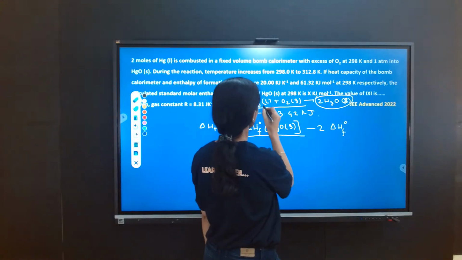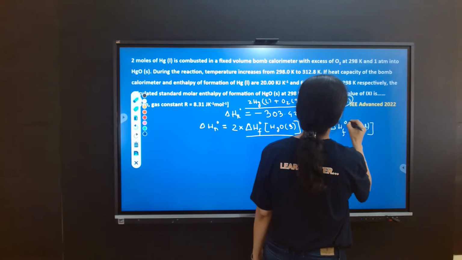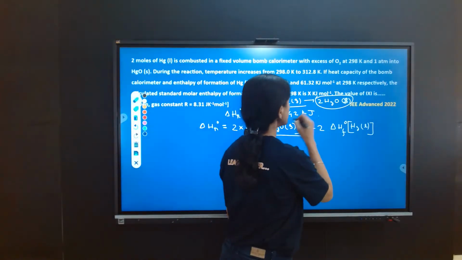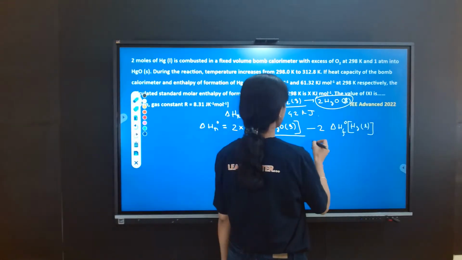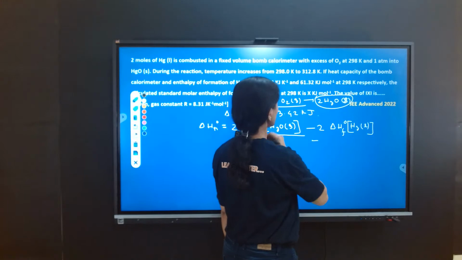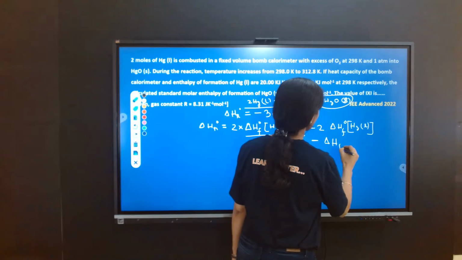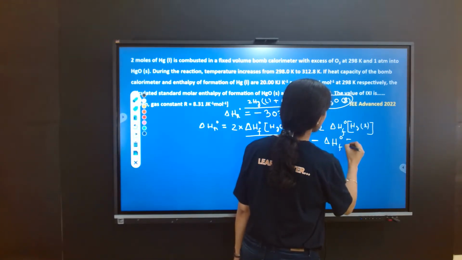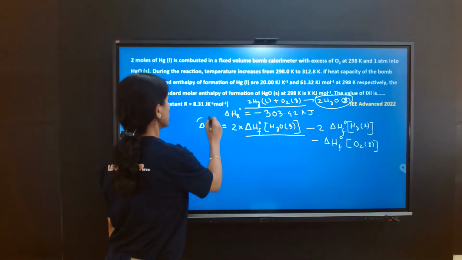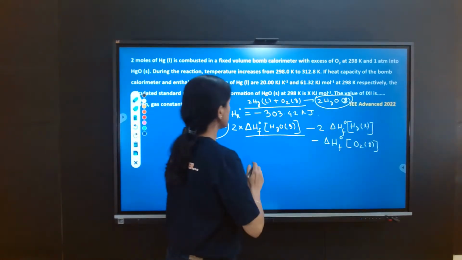So 2 moles of Hg liquid. This is the heat of formation for Hg liquid, and 2 moles has been used, so this is multiplied. And another one is O2, another reactant. So 1 mole of O2 was used for this reaction. So for the heat of formation for O2, it would be minus delta HF0 O2 gas. The reaction enthalpy can also be written in the following form, right?